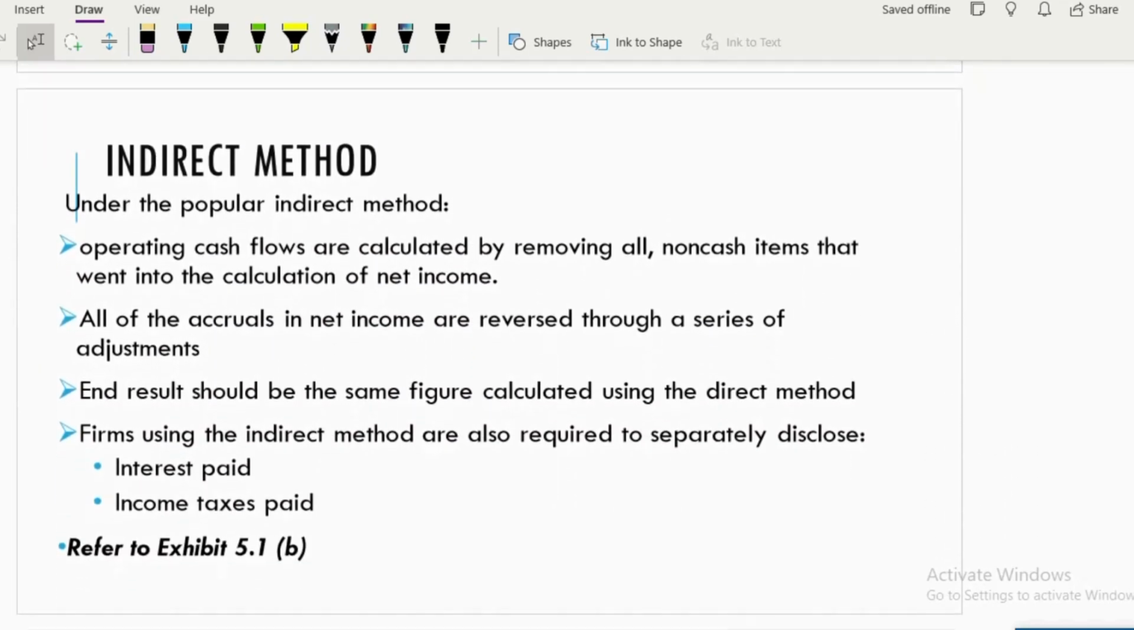Let's move on towards the indirect method. As I mentioned before, in the indirect method we start from the net income, and then we adjust the net income to the cash based net income. How do we do that? By removing all non-cash items, and also we adjust for the accruals. All of the accruals in the net income are reversed through a series of adjustments. What are the accruals? Accruals include accounts receivable and all those things, and the end result should be the same figure as calculated using the direct method.